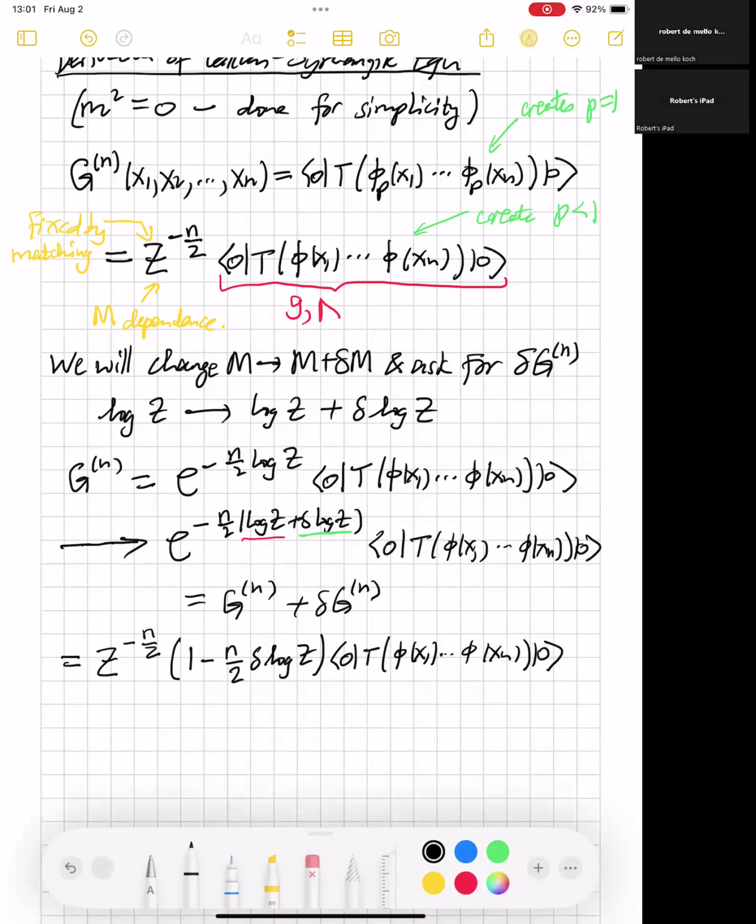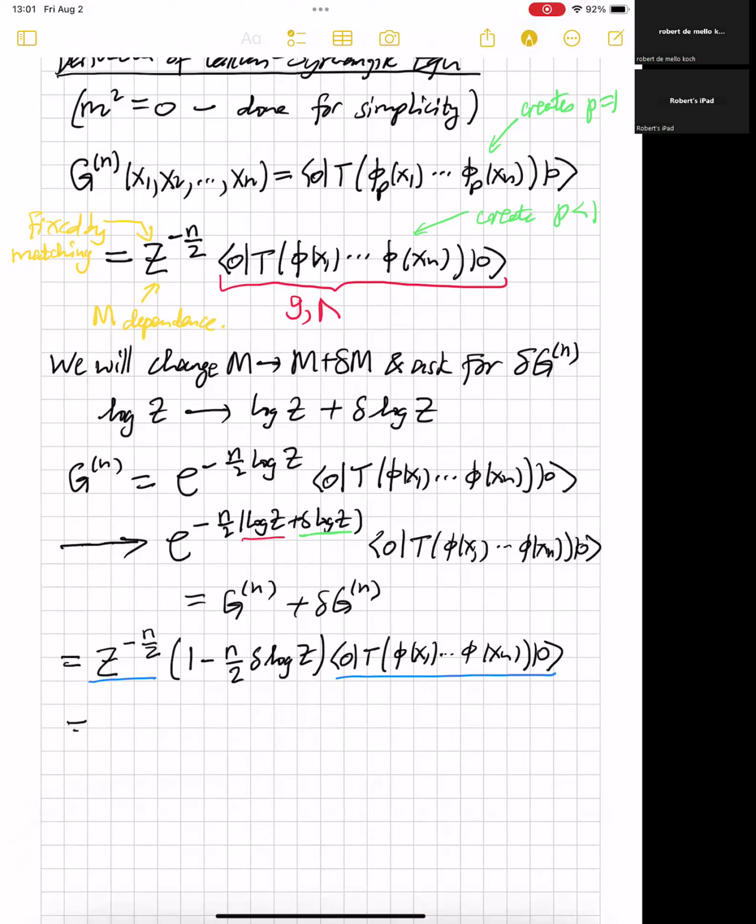Now, notice that if I take the z to the minus n over 2 and multiply by that sitting over there, that is just gn. So what do I get? I'll have 1 minus n over 2 delta log z times gn. Well, 1 times gn is gn, so the second term over here must be delta gn. So this is the first formula that I get: delta gn is minus n over 2 delta log z times gn. Good.